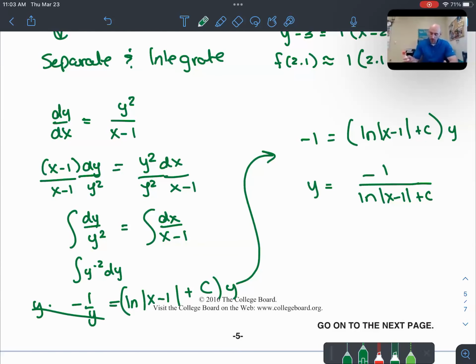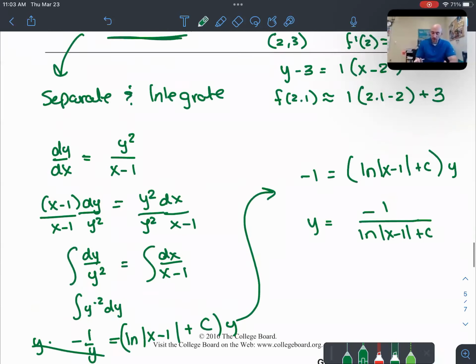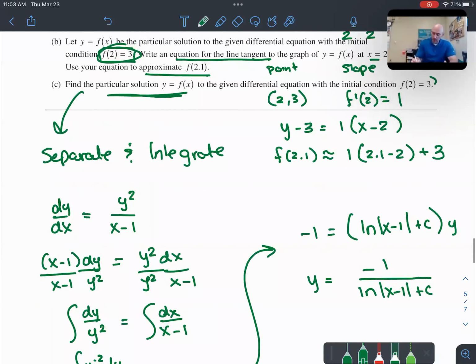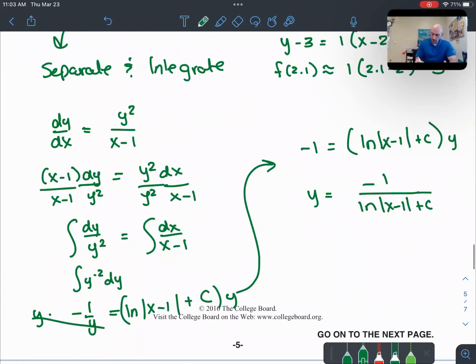So from there, I need to go ahead and plug in my initial value. So my initial value is f of 2 equals 3. So let's plug that in. All right. 3 equals negative 1 over natural log of 2 minus 1 plus c. Here's the thing. If you plugged in that initial value, that's actually another point. Now, sometimes they group that with the plus c. Sometimes they don't. And that's why it's so important to make sure you remember that plus c and then plug in that initial value somewhere.